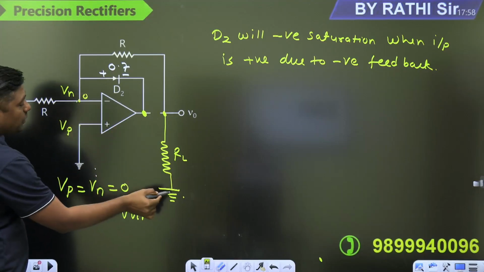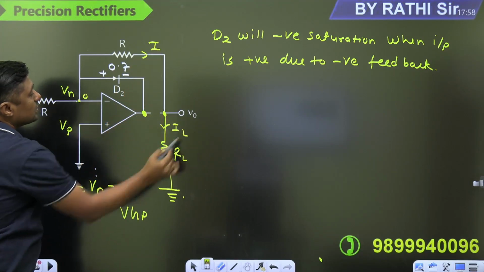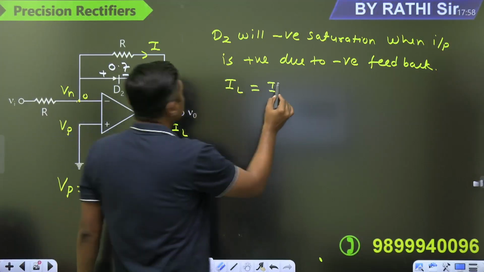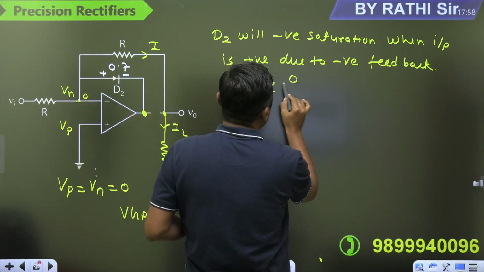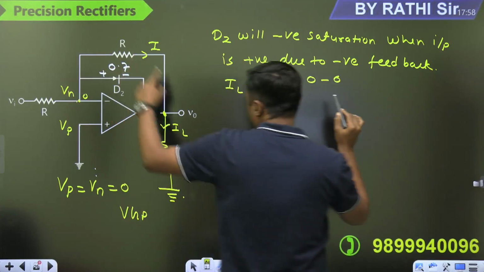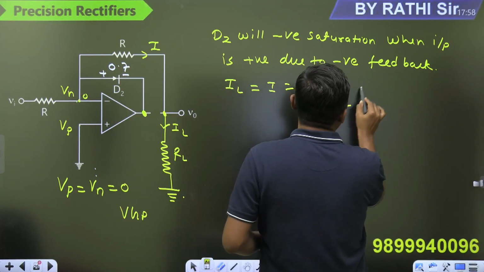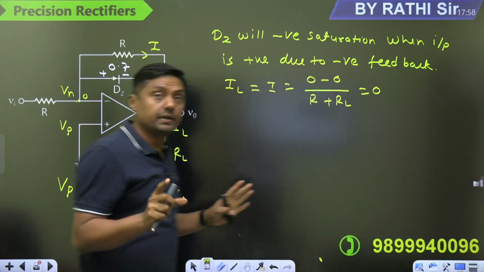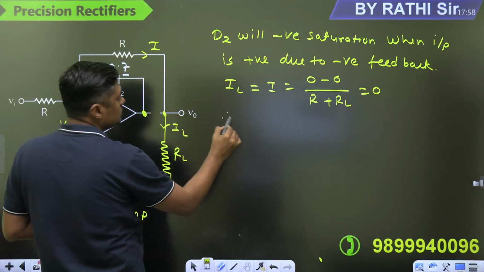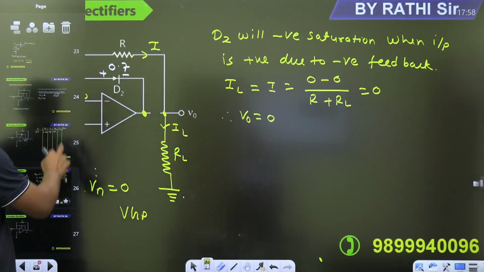What is the voltage at this point? 0. So, what will be the current in this branch? So, IL is equal to 0 minus 0 upon R plus RL. That is equal to what? 0. There will be no current. If there is no current, what is V0? V0 will be 0. We are getting V0 is equal to what? 0. So, this is the first output, it is 0.